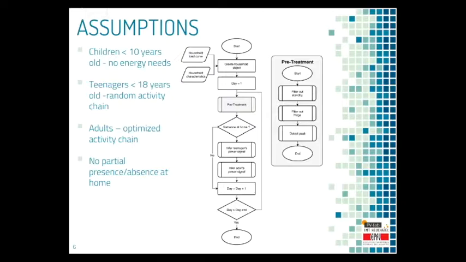So their energy needs are rather coupled with the energy needs of the adults. The teenagers have a random activity chain. So we're not trying to optimize their activity chain, but rather we're using a random process to generate it. That's a different question when it comes to adults. When we talk about adults, we use an optimized activity chain. So here there is a full optimization process running in order to understand what is the most realistic activity chain we can generate for an adult.